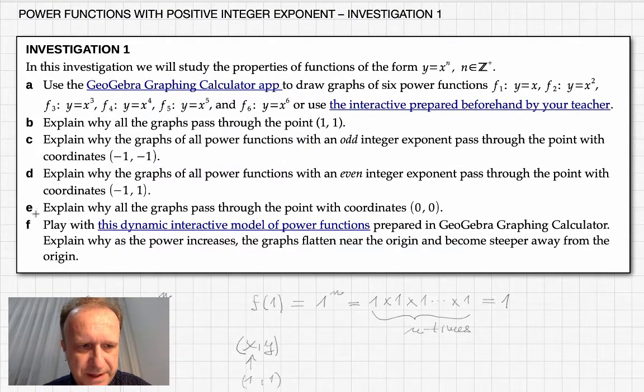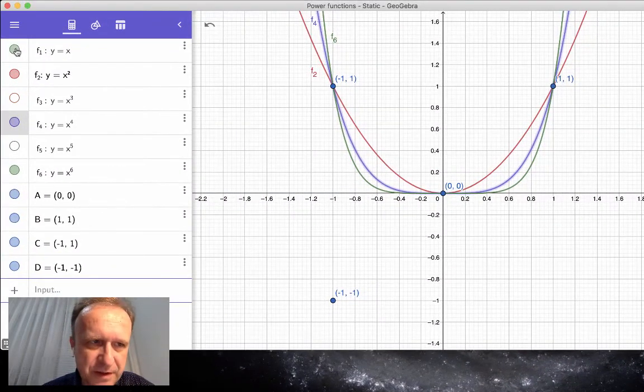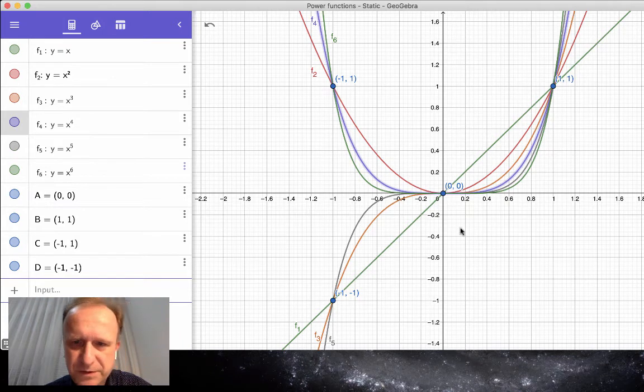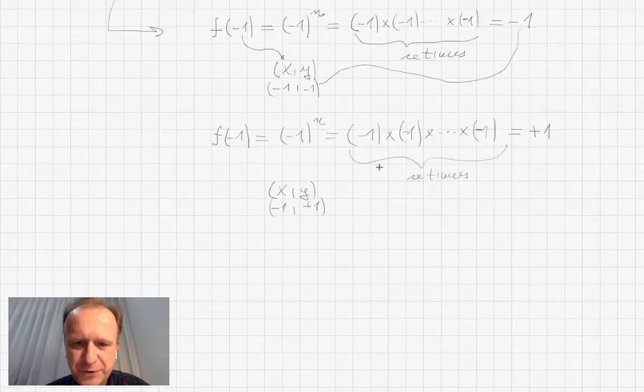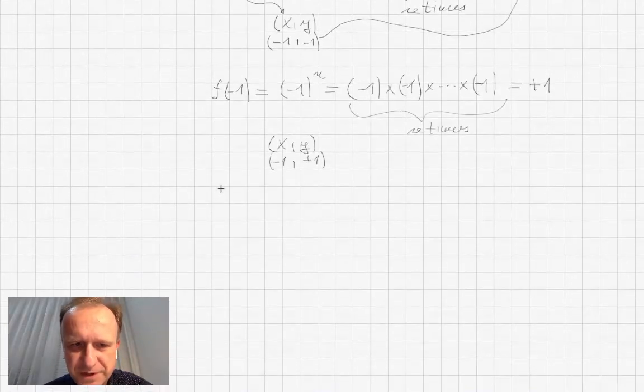Okay, so the next part is part E. Explain why all the graphs pass through the point with coordinates 0 and 0. Okay, so this one is the most trivial, I think. You see all those graphs and all of them pass through the origin of the coordinate system. So you may already know the answer, but just to be sure, I'll try to show it to you.